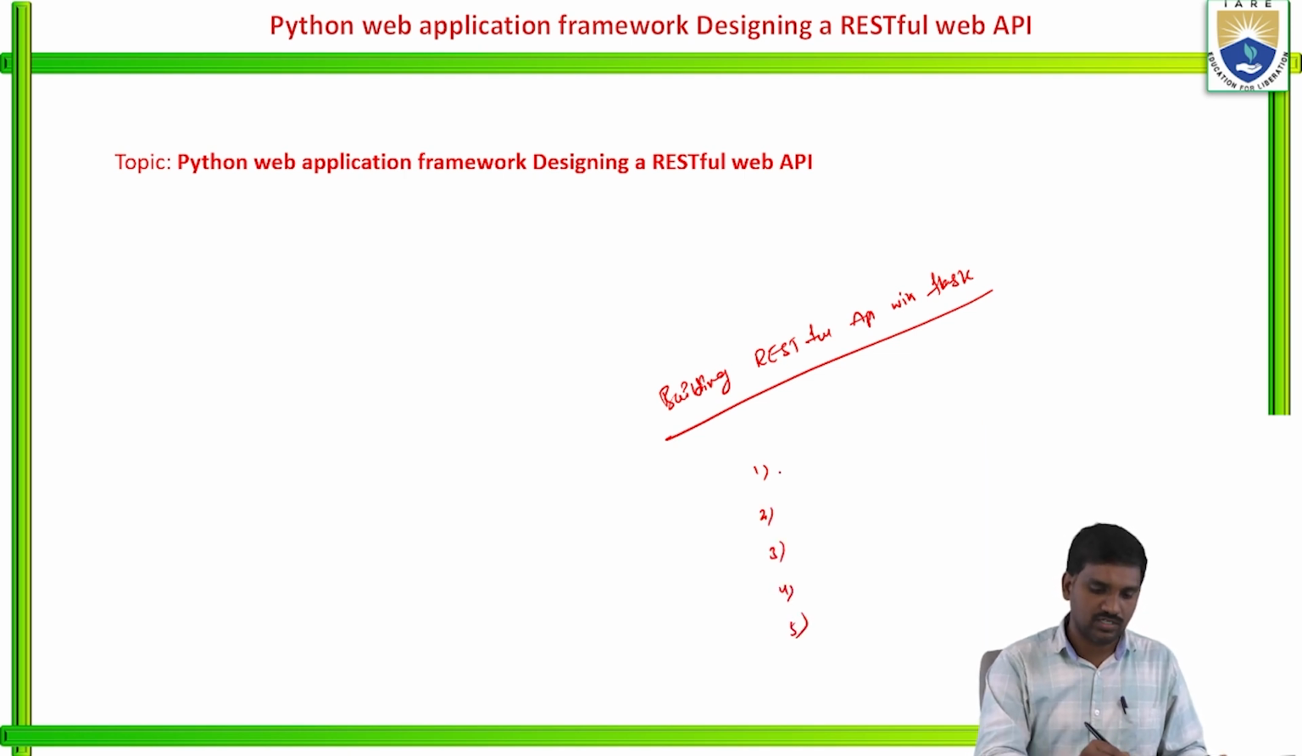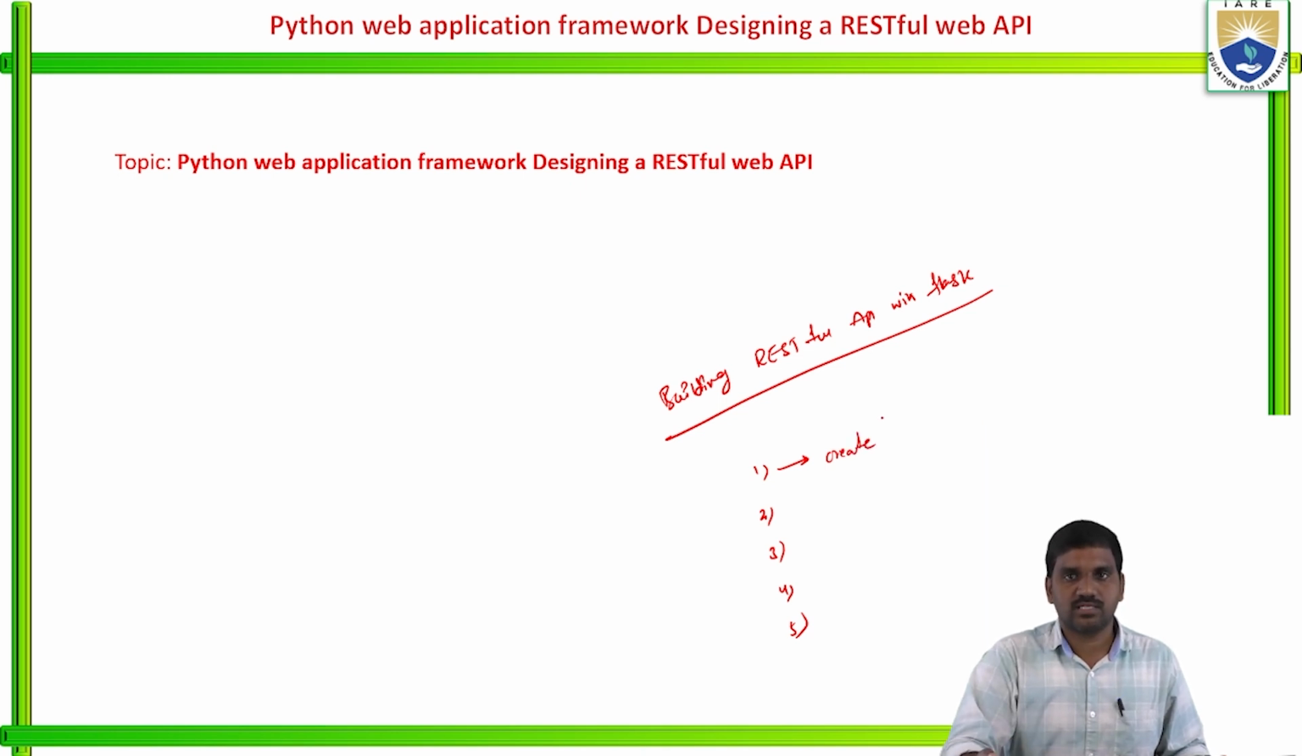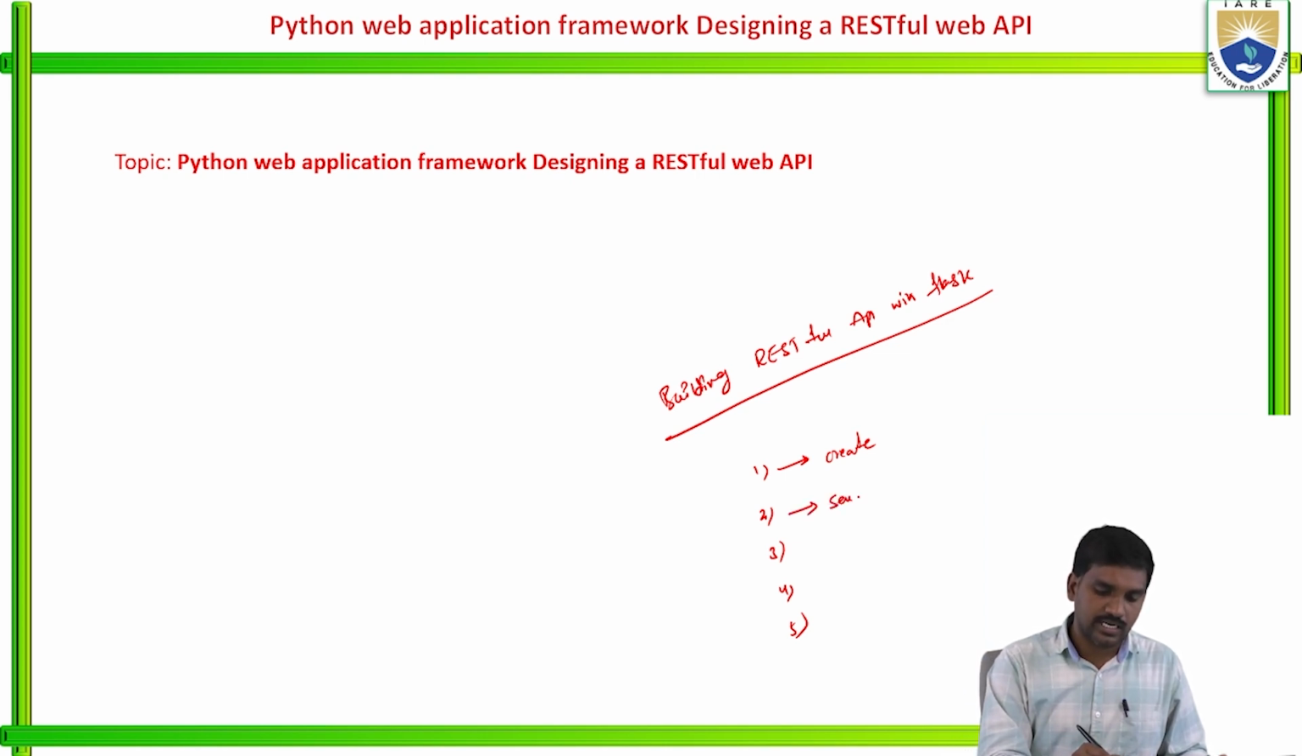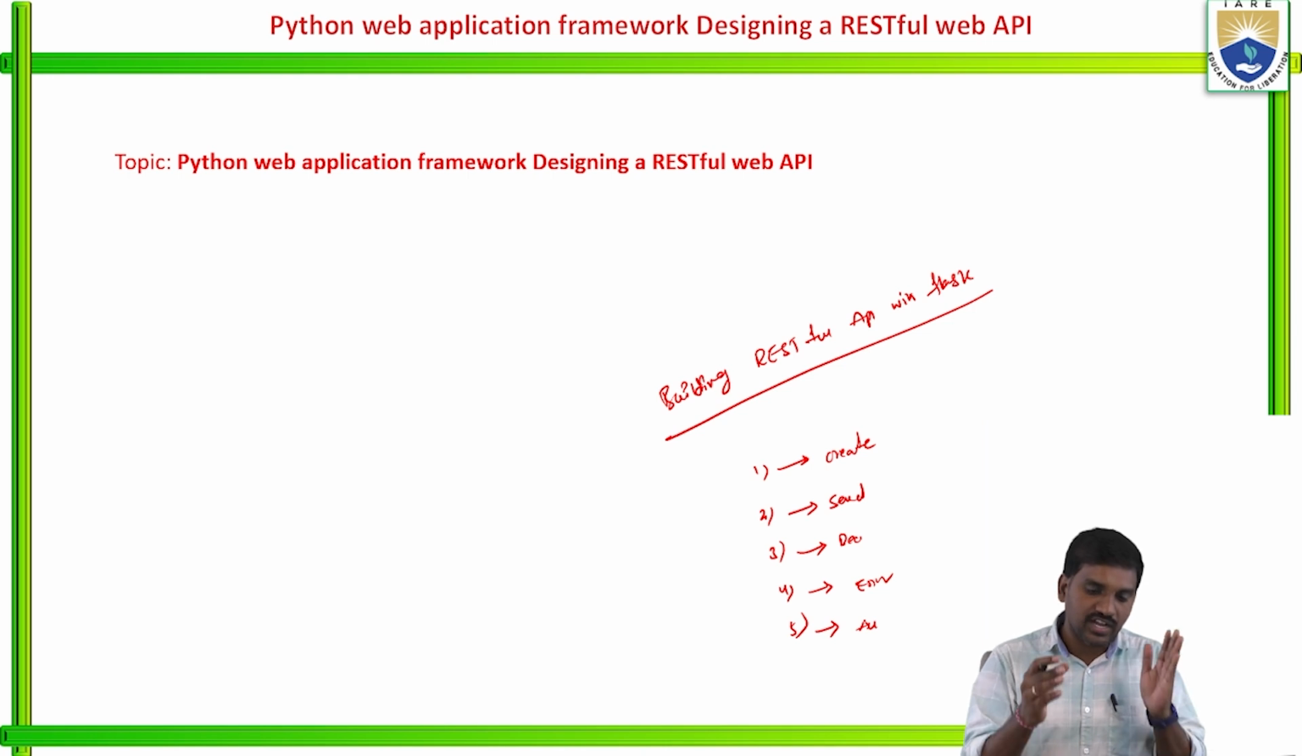In the last class, 5 steps were available. In the first step, the installation of Python along with Flask, and creating a new web page. The second one, send request from the client. The third step, receiving the response from the server, and the fourth one, error handling. The fifth one is authorization and authentication. So these are the 5 steps I explained in the last class for building a RESTful API with Flask.